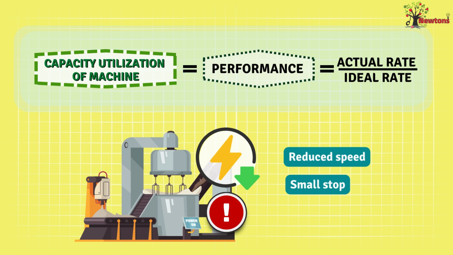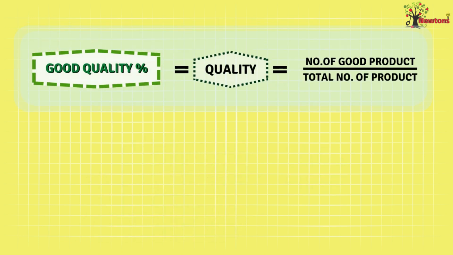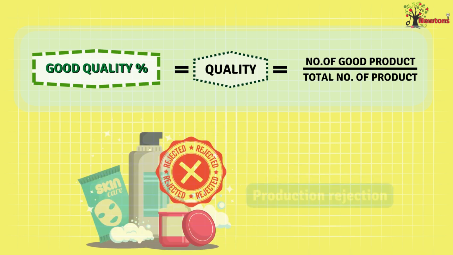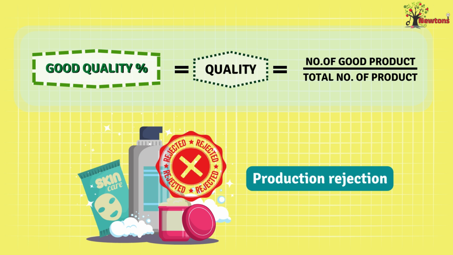And then we have good quality percentage, known as quality. Number of good products divided by total number of products that are produced, 50,000 out of 100,000. Some issues that create this difference include setup rejections during machine adjustments. For example, when switching from one product to another, initial outputs may not meet quality standards and are often rejected. And number two, production rejections from unnoticed operational errors. Errors that are not detected immediately during production but later affect product quality.